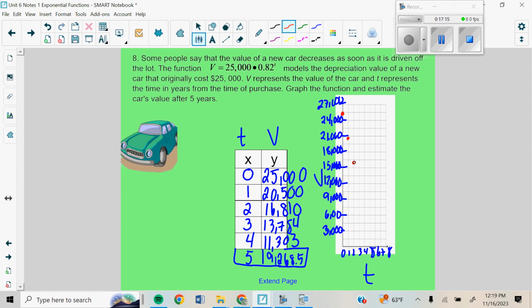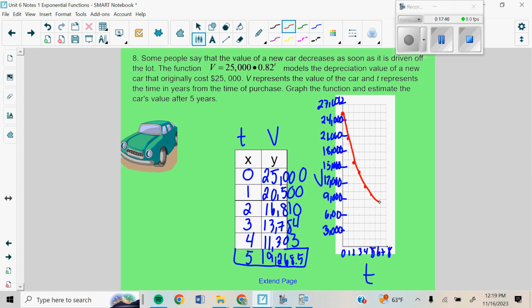13,700. So remember that would be, that's 1350, so we're going to be above that line, just slightly. Then we're at 11,300, so we're going to be here. And then we have 9,000. So let's see here. There we go. Oh, one of my points should be a little bit lower. Well, we're going to go with that.